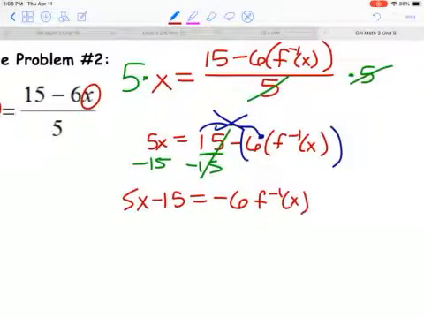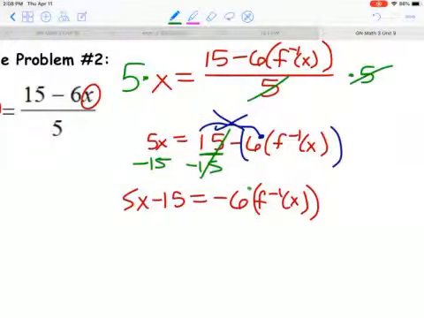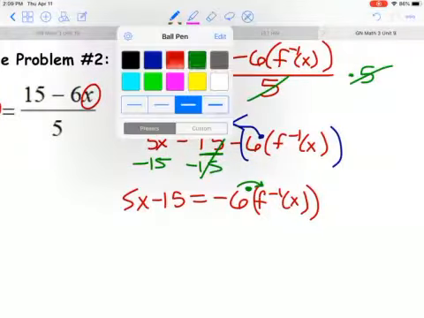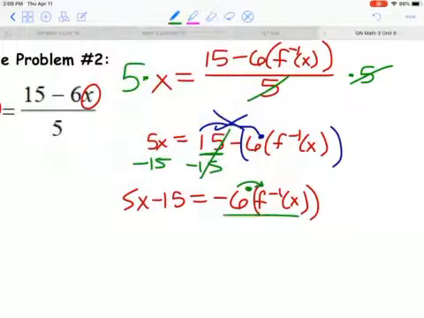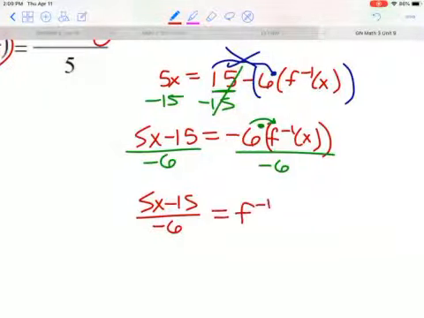So instead, next step, adding and subtracting, this 15 is already by itself, so we're going to subtract it to this side. So we get 5x minus 15 equals -6 f-1 of x, and again, if you notice here, this f-1 of x, when you have it with a number in front, they're connected by multiplying. A lot of people want to add the 6, but look how it's connected to the f. It's times. So we undo it by dividing. So we get 5x minus 15 over -6 equals f-1 of x.